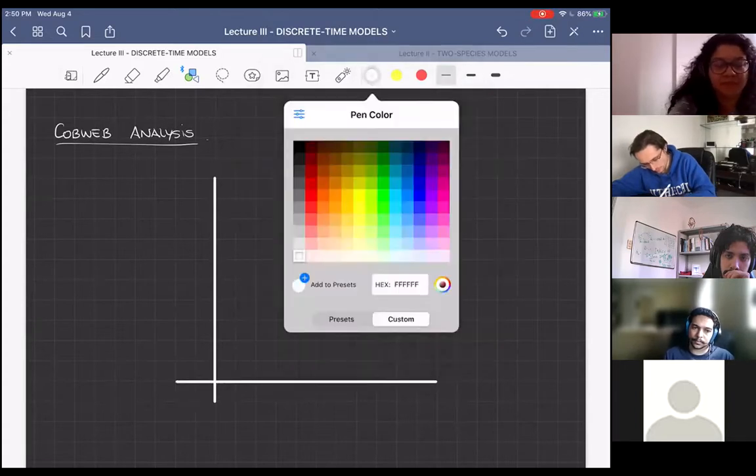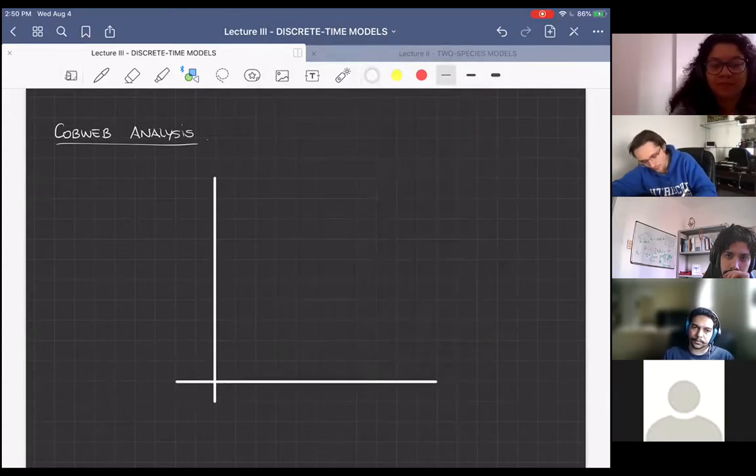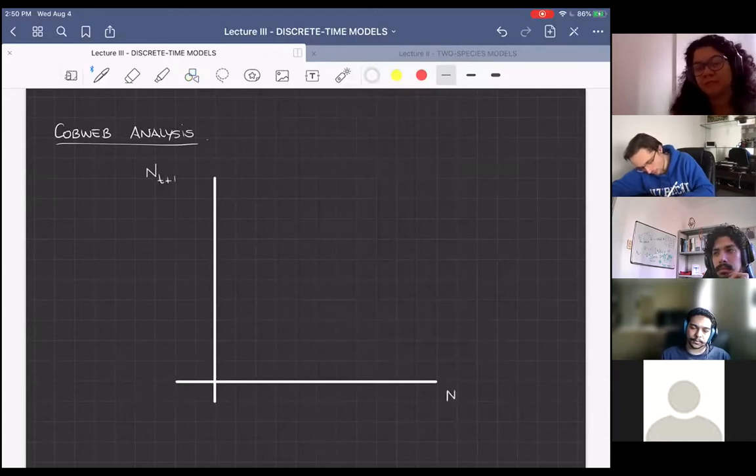Perfect. Let's do it well. And then I am going to plot in the y-axis n at time t plus 1, and here on the x-axis I'm going to plot n, I'm going to put nt.